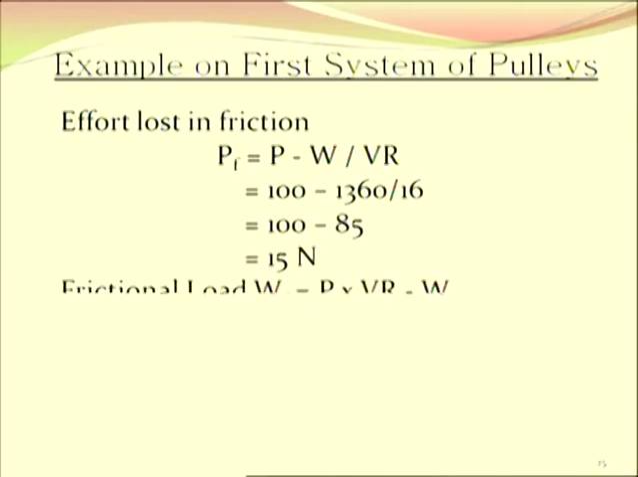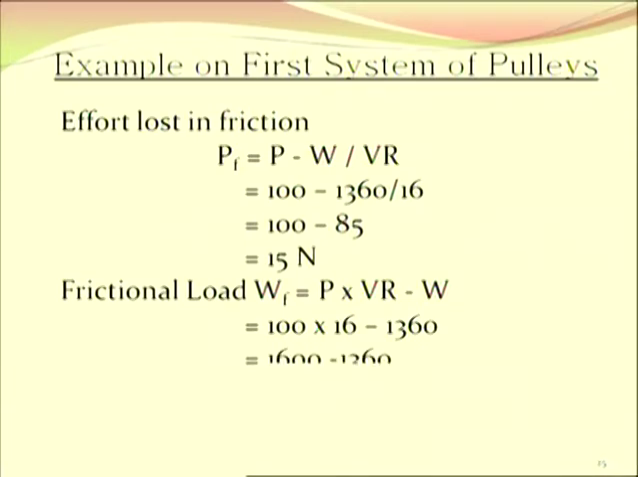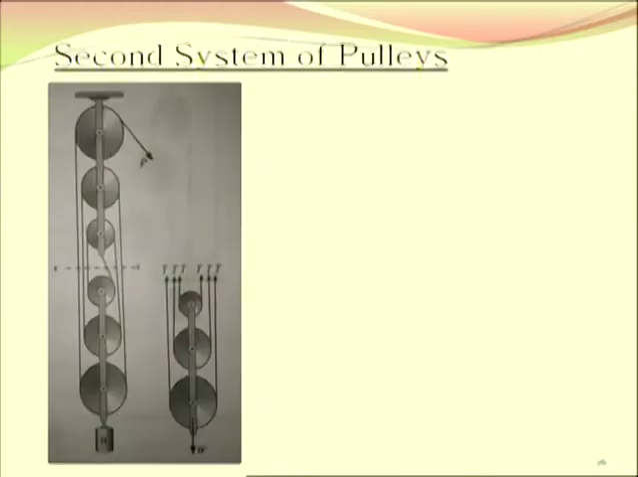Now the frictional load, that is Wf, is equal to effort into velocity ratio minus load. Putting the values of effort, velocity ratio and load in that: effort of 100 Newton, velocity ratio of 16 and load of 1360. We can say 1600 minus 1360. So it results as 240 Newton.